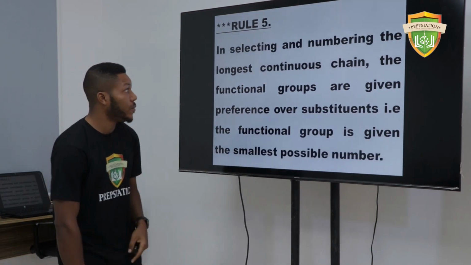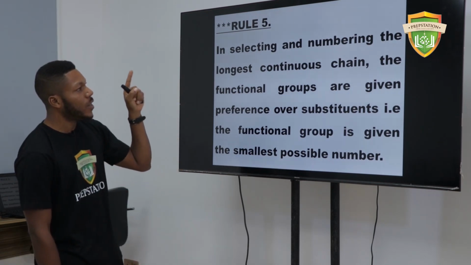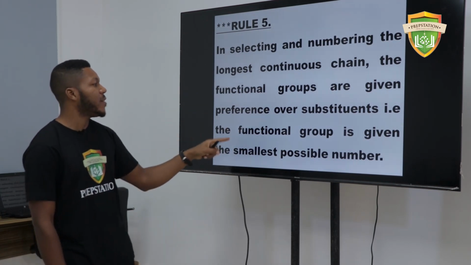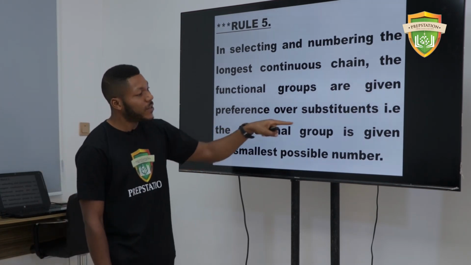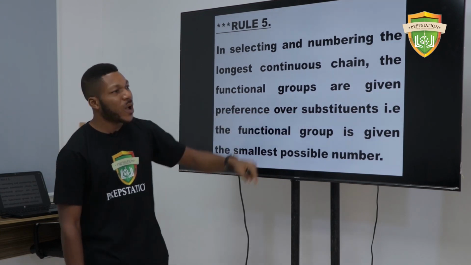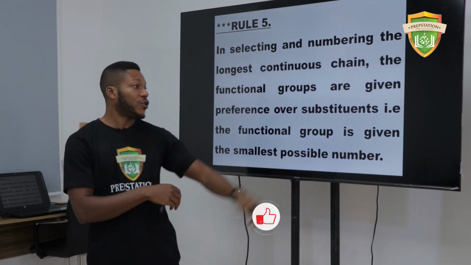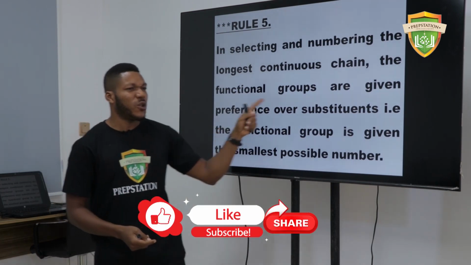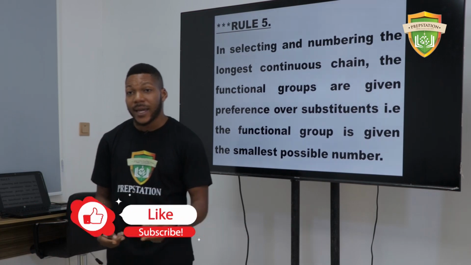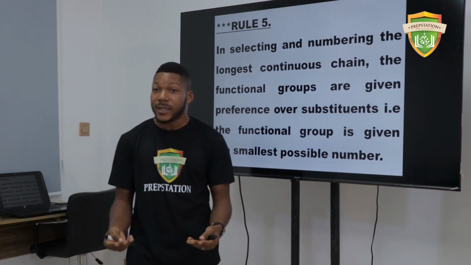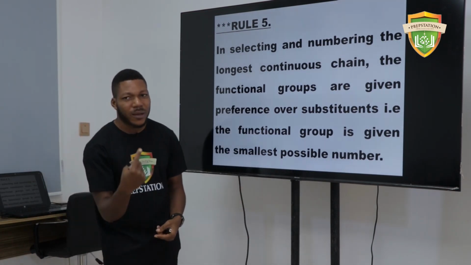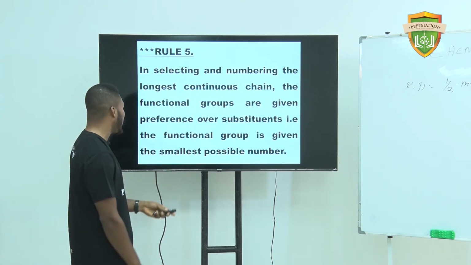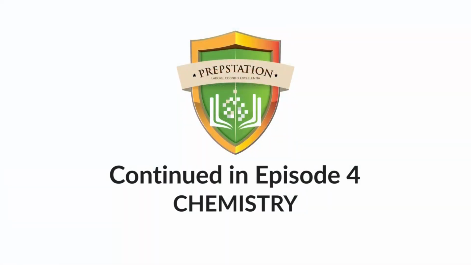Now, the final rule. In selecting and numbering the longest continuous chain, the functional groups are given preference over substituents. So, whether you have 10 substituents in one organic compound, you give preference to the functional group. It can be alkene, alkyne, alkanol, or carboxylic acid. You consider those first before naming any other substituent present. The functional group is given the smallest possible number.